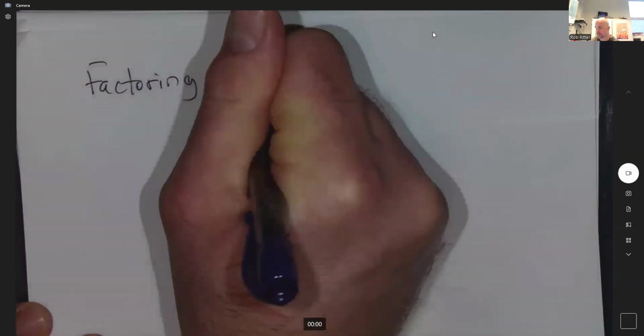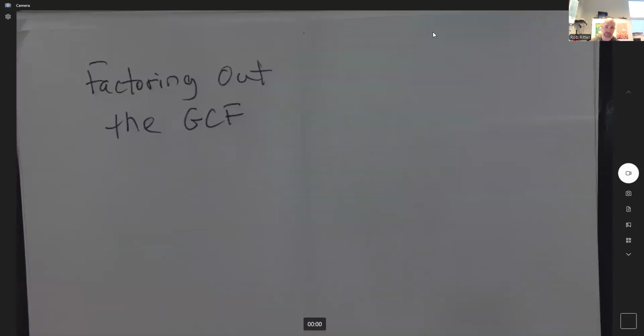All right, welcome to Path Geometry. We're looking at one of our first notes on factoring. And the focus of this is factoring out the greatest common factor. Factoring out the GCF, or greatest common factor.